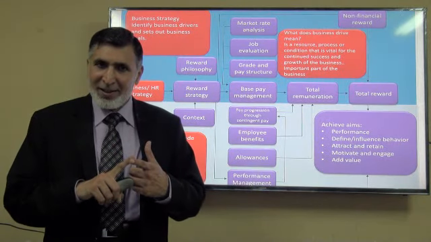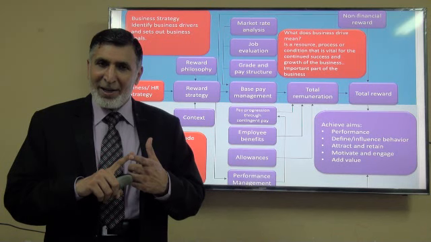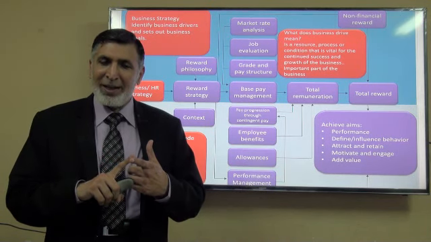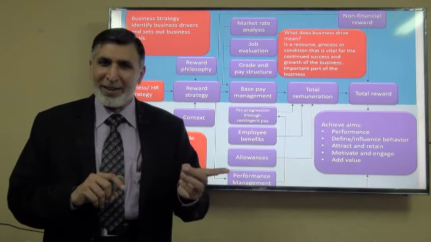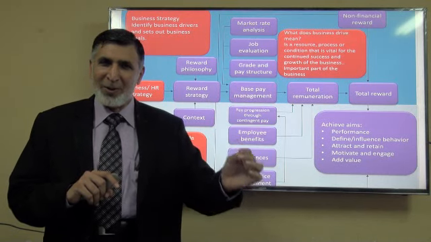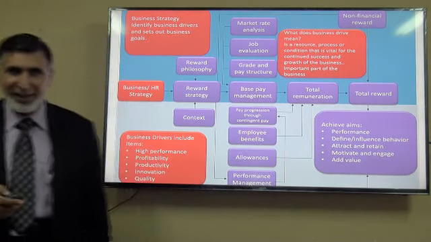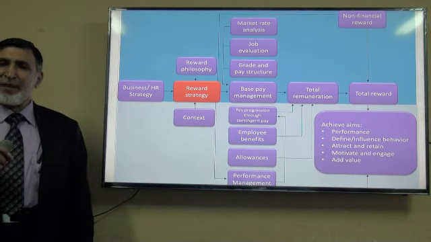The organizations maintain a competitive position in the market based on quality. The organization will focus on that quality. So these are the business drivers. Next, the reward strategy.